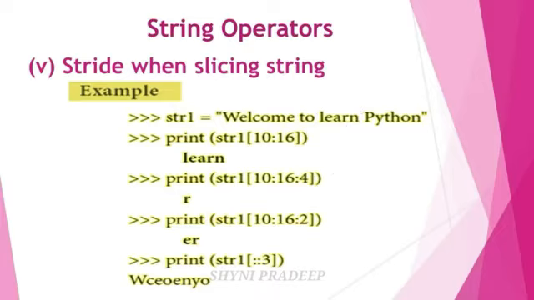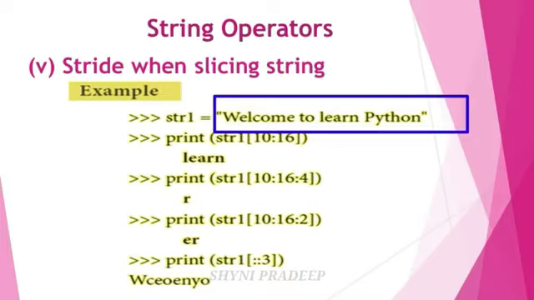And next, print str1 where the start value is not given and the end value is not given, but only the third argument is given. So we have to take the full string. Because the start index is not given and the end index is also not given, you have to take the whole string and print with a step of 3.